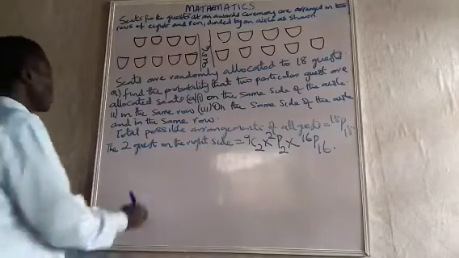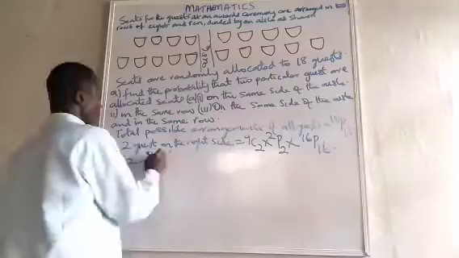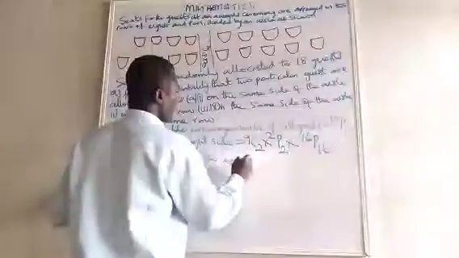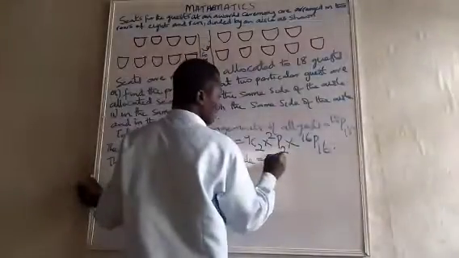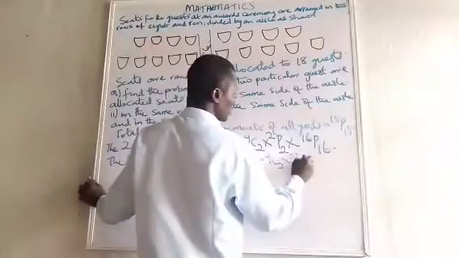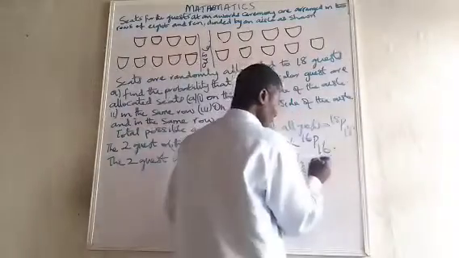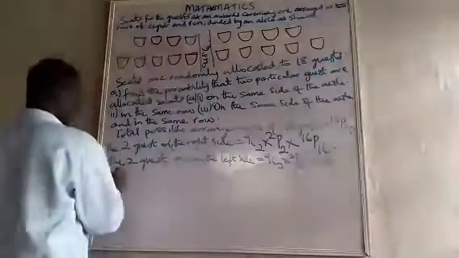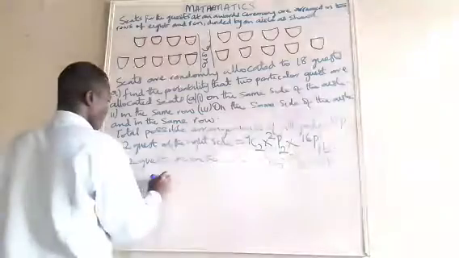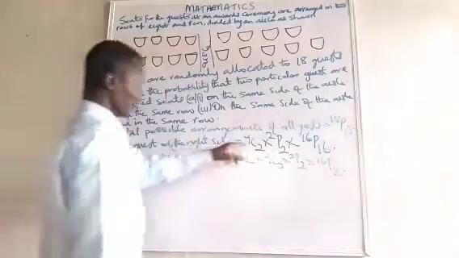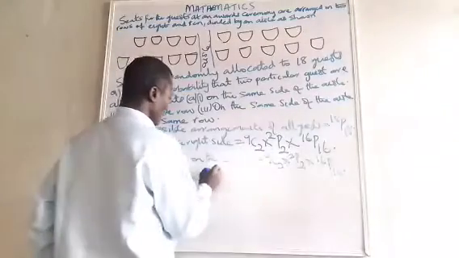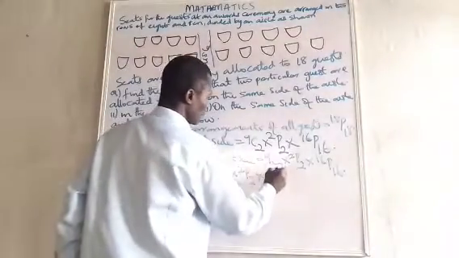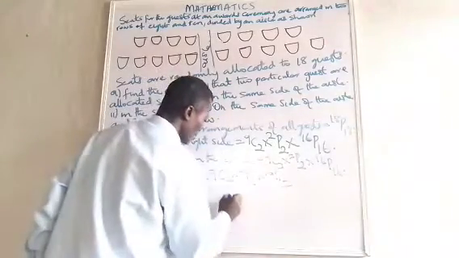You understand? If the 2 guests are on the left side, it will be the same thing. 9 select 2 times 2P2 times 16P16. So the probability will be equal to 2 times 9C2 times 2P2 times 16P16 divided by 18P18.